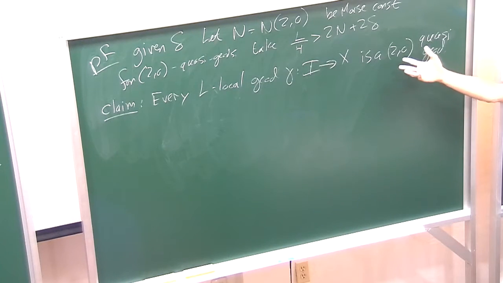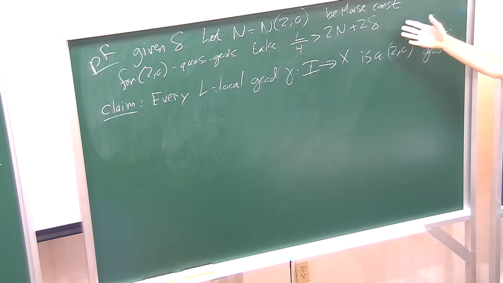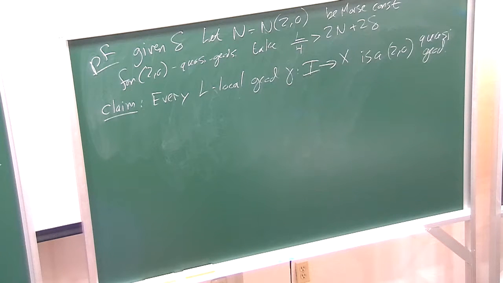You could pick L to be different things, and you would get different numbers. If you wanted, you're not going to get a 1, 0 quasi-geodesic. That's a geodesic, so that's not true. But I think you could get as close to a 1, 0 quasi-geodesic as you want by letting L be bigger. You'll see how the argument works. All right, so that's the claim.